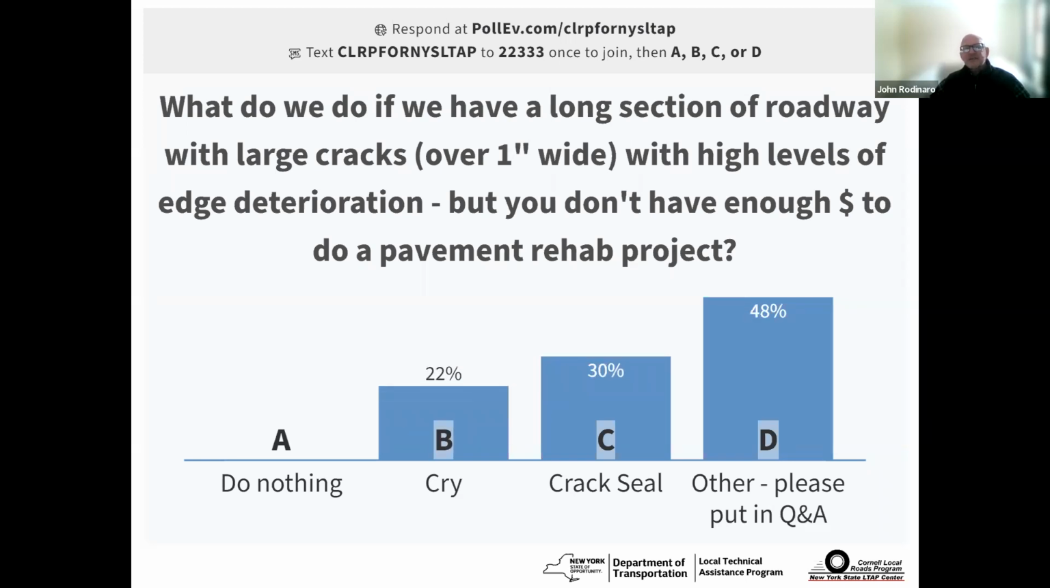Crack sealing, while I like the answer, it's not going to work. You're talking about highly deteriorated, over 1 inch wide cracks, and that sealer is really not going to be effective. It's going to be tearing apart.